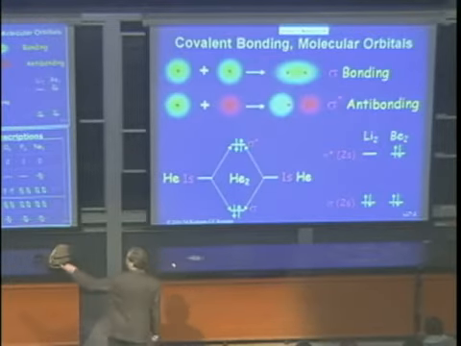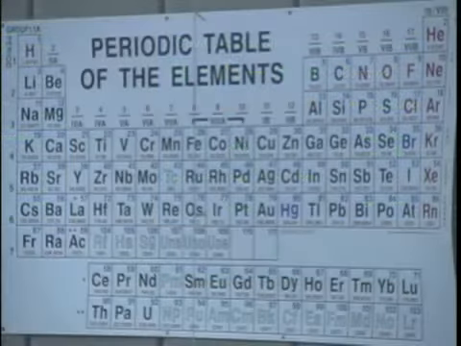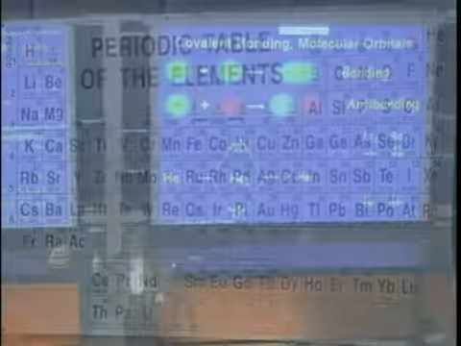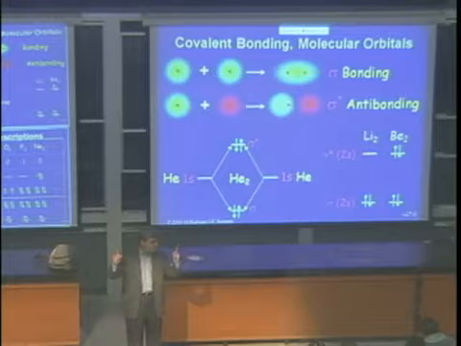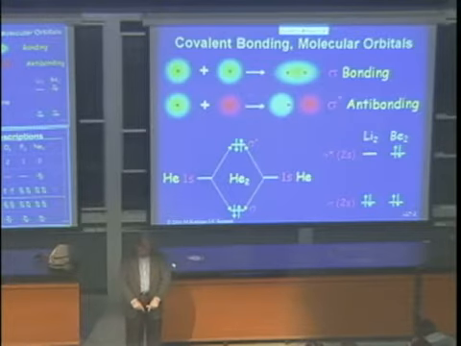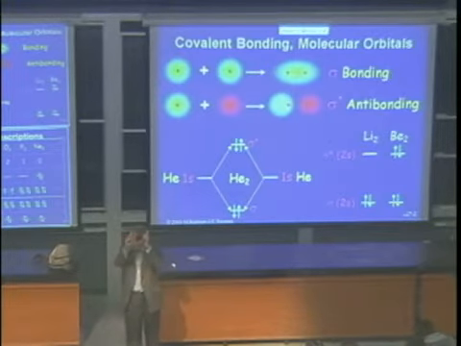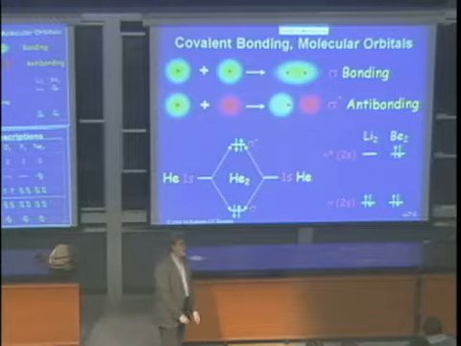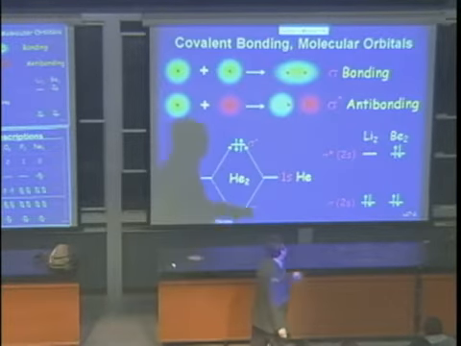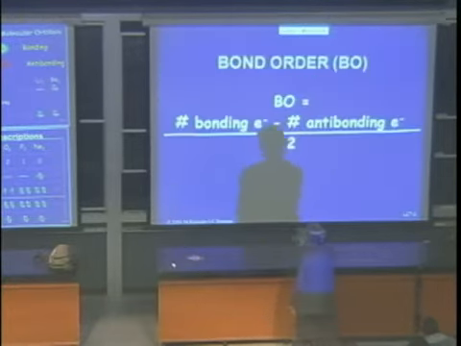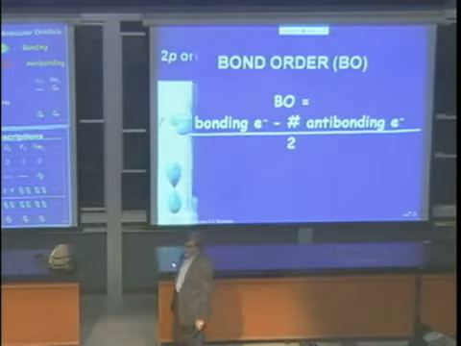Now beryllium is 2s2 each, and we have now 4 electrons. 2 go in the bonding sigma, and 2 go in the anti-bonding sigma. And with this, we have a bond order of 0. Doesn't exist. Excellent, you got it. So I wrote you down the bond order one more time.